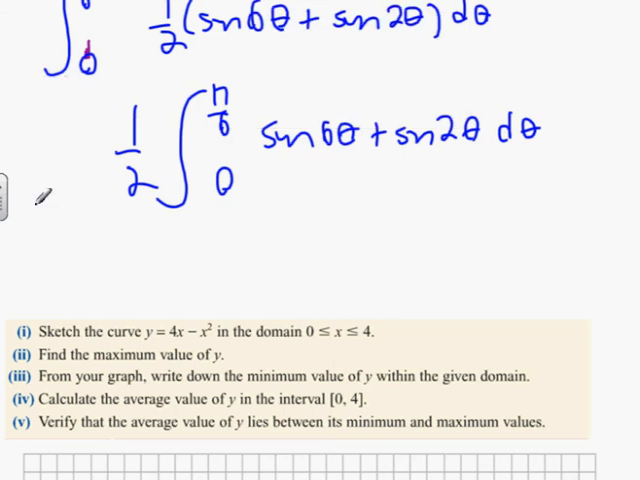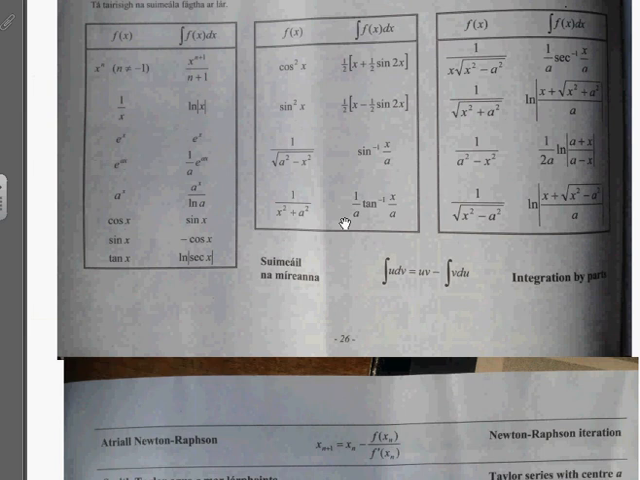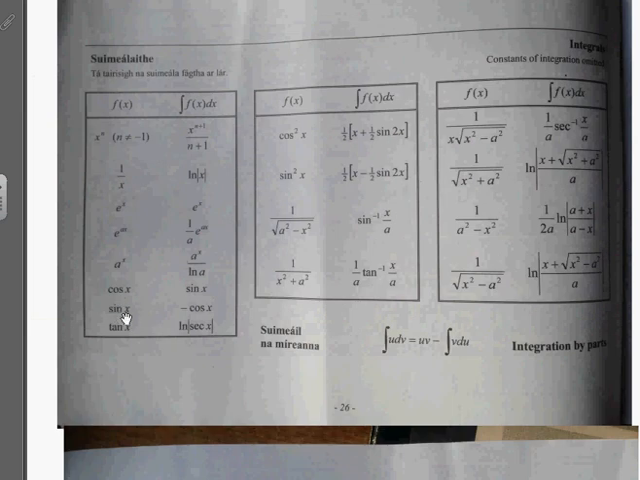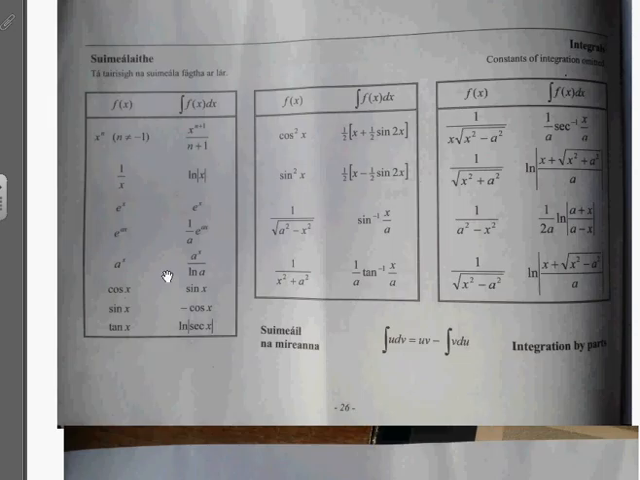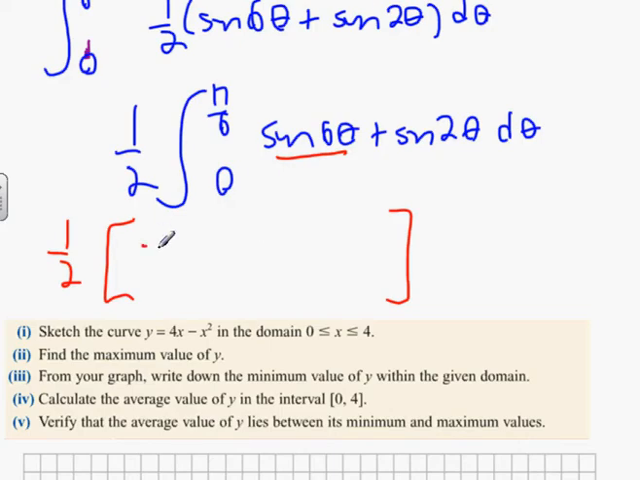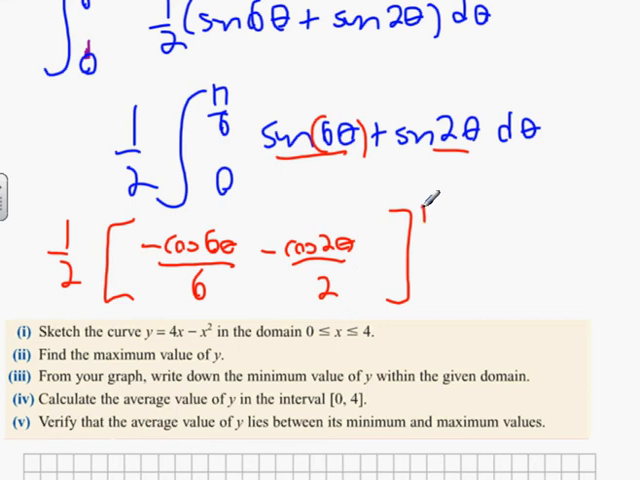So now we're going back to page 24 of 26. The integral of sine x is minus cos x. So what we're going to have is the half on the outside, and then inside here this changes to minus cos x. So it's going to be minus cos 6 theta. Remember to differentiate the angle and divide by it, all over 6, minus cos 2 theta, differentiate the angle and divide by it, over 2, and then you have pi over 6 to 0.